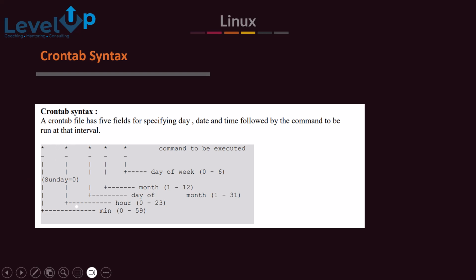The first asterisk is the minutes. You can define from 0 to 59. The second asterisk is the hour. You can define from 0 to 23. The third asterisk is the day of the month. Fourth asterisk is the month. You can choose from 1 to 12. The fifth asterisk is the day of the week. That is how you can define cron jobs.